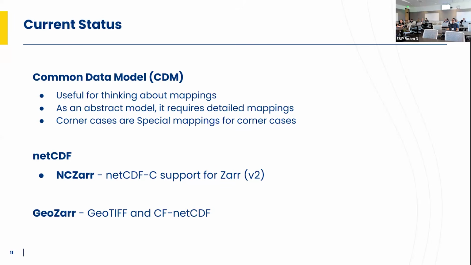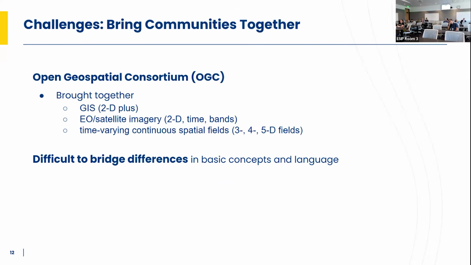GeoZarr is bringing together GeoTIFF and CF-NetCDF, kind of two worlds coming together. And that's an interesting, not collision, but an interesting merging of concepts and recognizing the differences between them. So I think this is the direction we're headed. And I just wanted to mention the OGC and CF and NetCDF are mapped into some of the OGC abstract models and fit in there. So they're officially part of OGC, or not part of, but accepted by OGC.